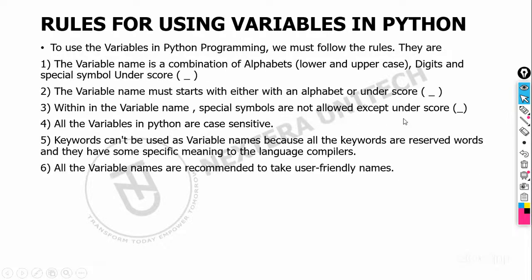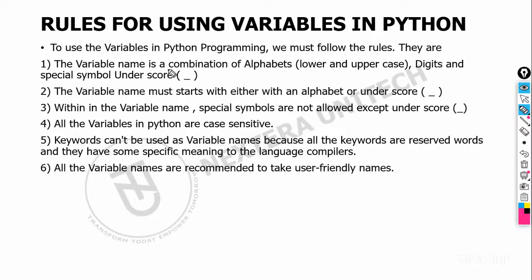We have a set of rules, and these rules have to be obeyed. Right. So I'll start with the rules of variables. Okay. So within Python programming, in order to create variables, there are some rules, friends.